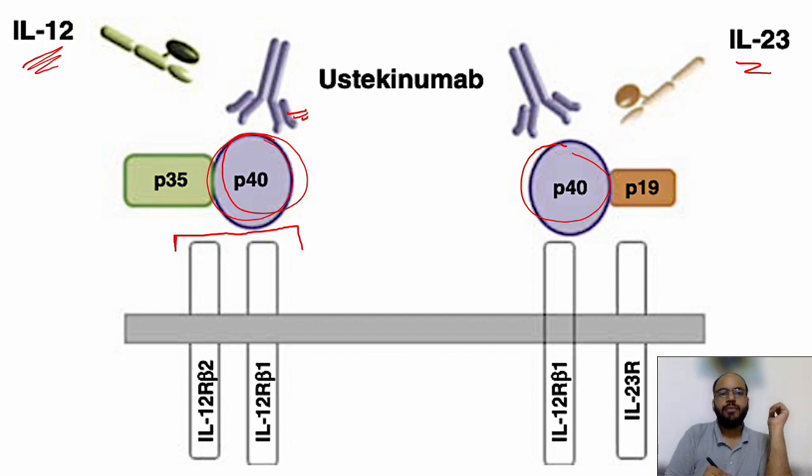And when ustekinumab binds to this part, the original interleukin, which is supposed to attach itself to this part, gets blocked. So it is not able to attach and carry out its effect. So that is how ustekinumab blocks.